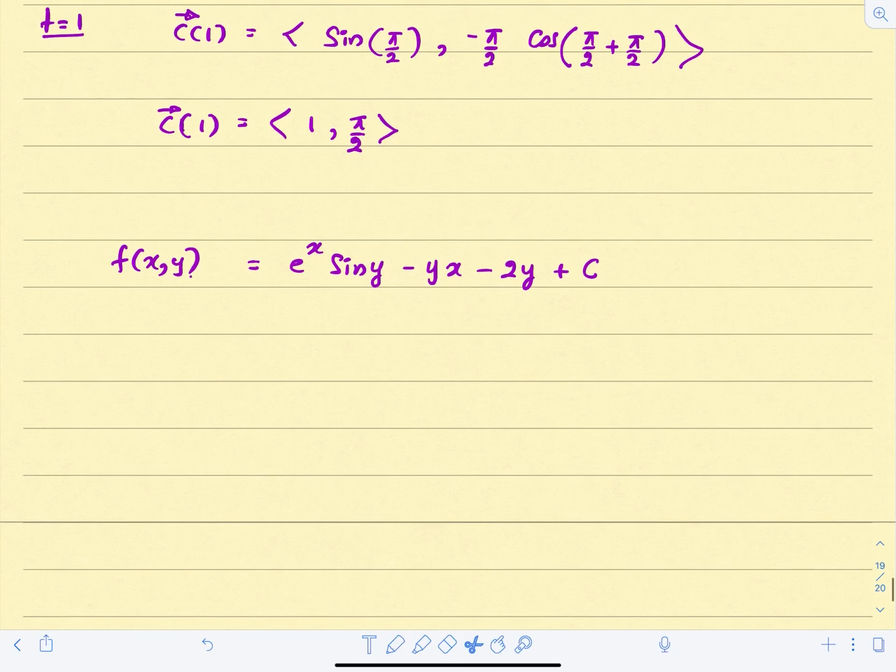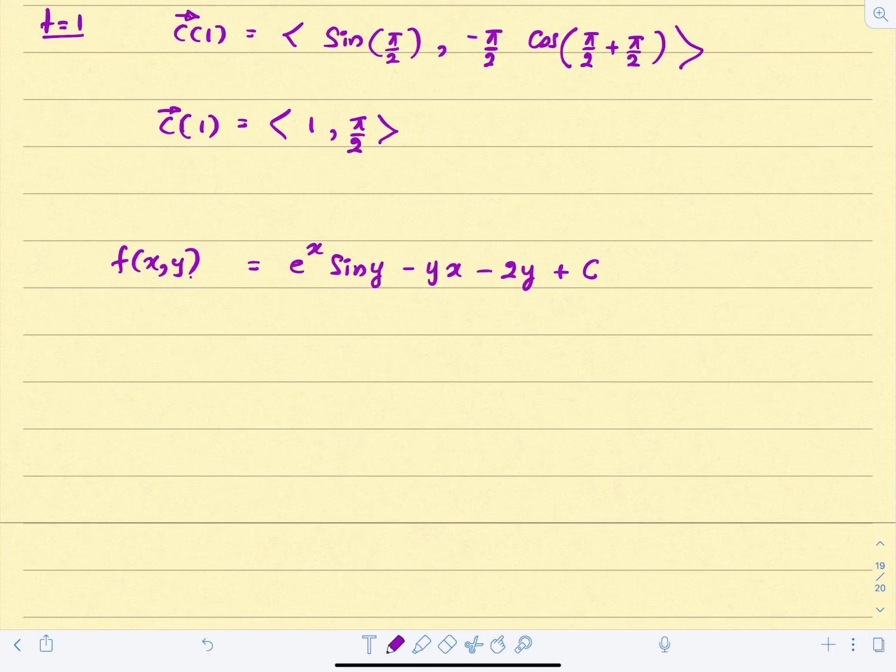Now we have the line integral of f dot dr, so ds, along the curve c, equals f at 1 comma pi over 2 minus f at 0 comma 0. Do not worry about this constant c, because when you subtract these two functions you can cancel this c value. Of course we do not know the exact c value, that is fine.